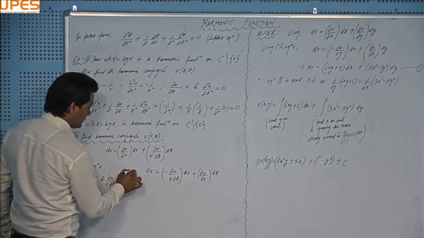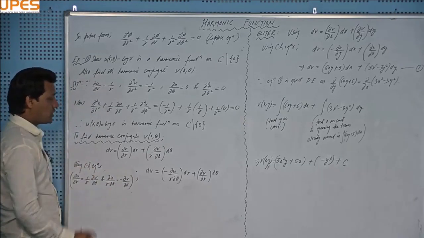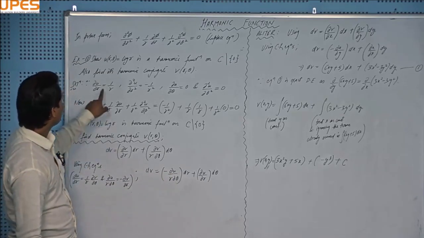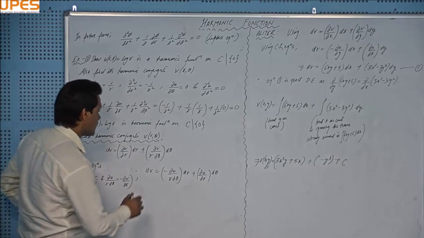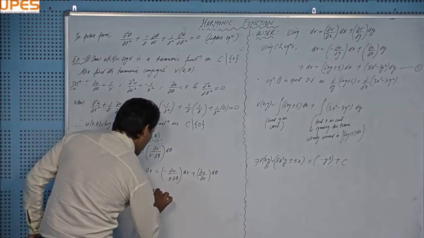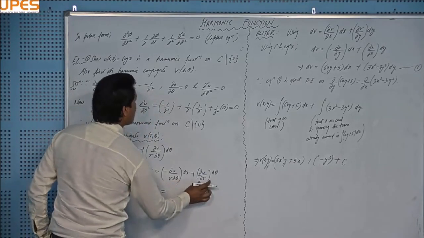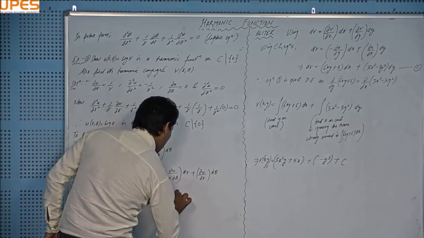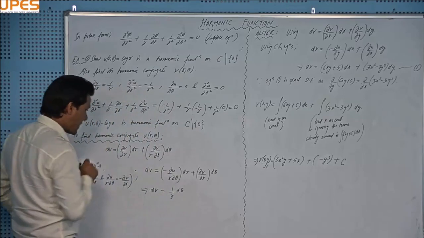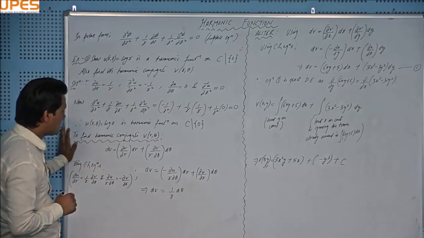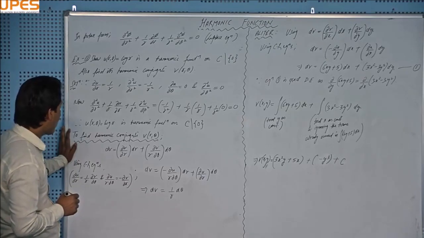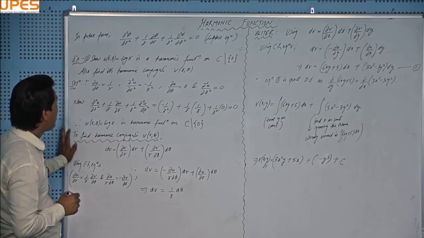Then integrating it, putting its value: del u over del theta is 0. This will give me dv equal to 0 plus del u over del r, which is 1 by r, d theta. And okay, something is wrong.